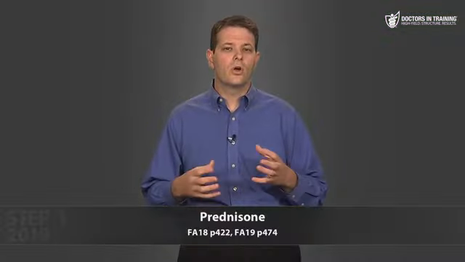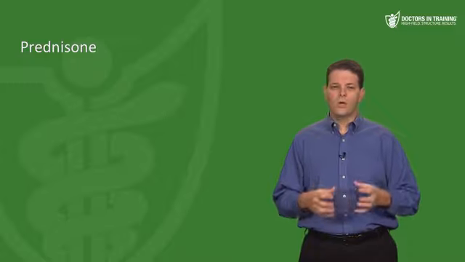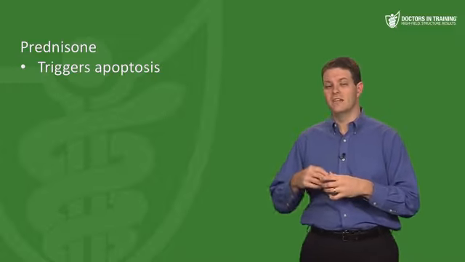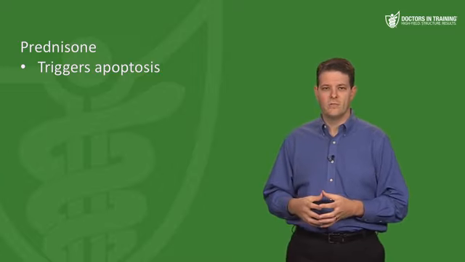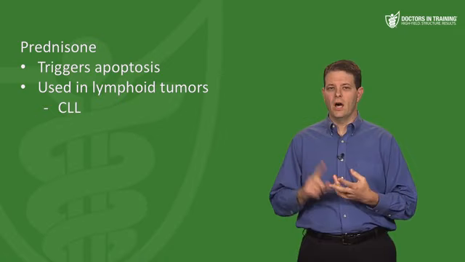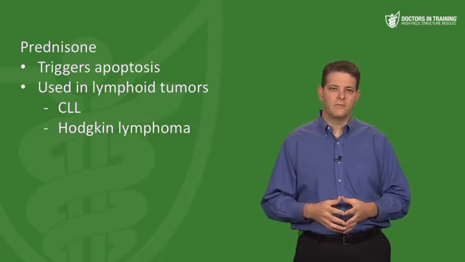You'll also see glucocorticoids like prednisone used to treat lymphoma because they can trigger apoptosis in lymphoid cells. Glucocorticoids inhibit apoptosis of neutrophils, but they trigger apoptosis in lots of other cells, such as lymphoid cells. So we use prednisone in lymphoid tumors like CLL and Hodgkin lymphoma. Makes sense. And it's definitely high yield to know the toxic side effects of prednisone and other glucocorticoids.